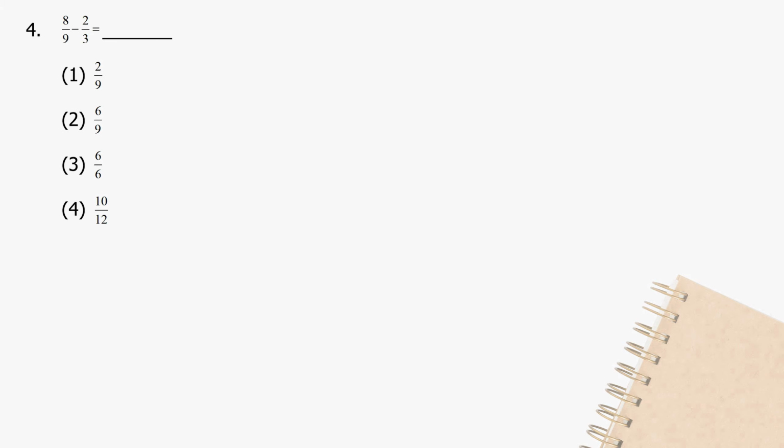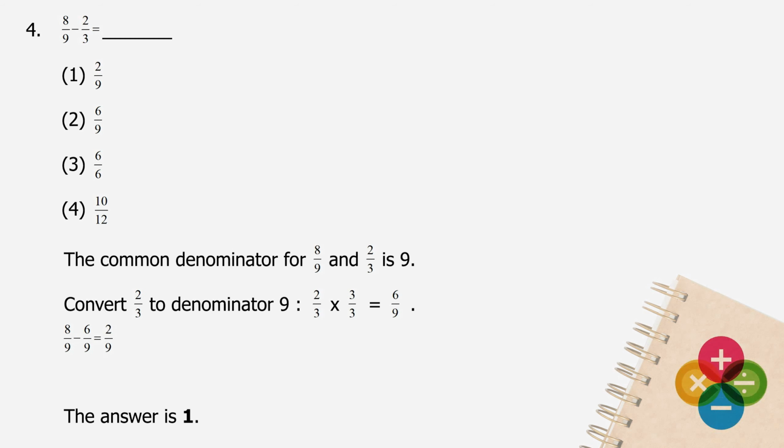Question 4. 8/9 minus 2/3 is equal to. The common denominator for 8/9 and 2/3 is 9. Convert 2/3 to denominator 9 will be multiply 2/3 by 3, and the product is 6/9. The difference of 8/9 and 6/9 will be subtract 6/9 from 8/9, and the difference is 2/9. The answer is 1.